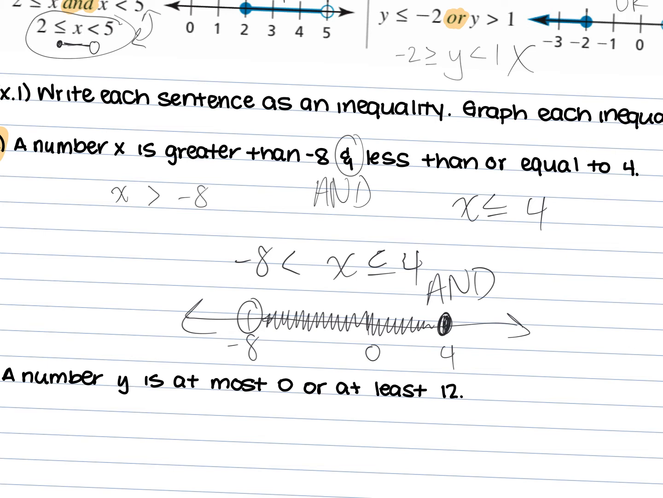Now, this one says you're shading in which direction compared to the negative 8? To the right, right? Did we shade to the right of negative 8? Bingo, we're happy. Did we shade to the left of 4? We're happy, okay? So we shaded in between.